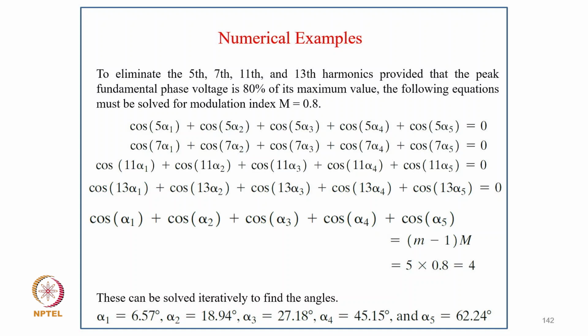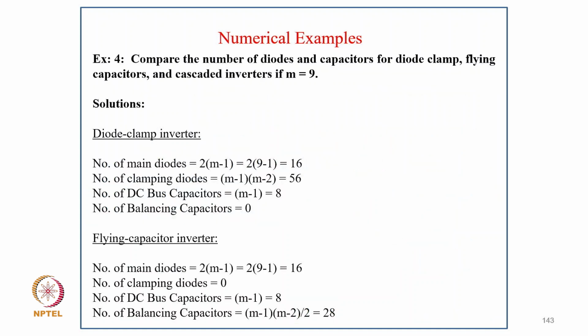And for the fundamental, cos alpha 1 plus cos alpha 2 plus cos alpha 3 plus cos alpha 4 plus cos alpha 5 equal to (m minus 1) by 2 into m, or equal to 5 into 0.84. So these can be solved iteratively to find the angles. After solution, alpha 1 comes to 6.57 degree, alpha 2 is 18.94 degree, alpha 3 is 27.18 degree, alpha 4 equal to 45.18 degree, and alpha 5 equal to 62.24 degree.